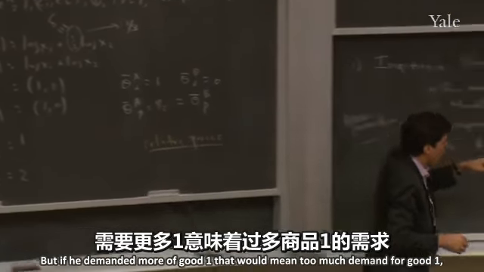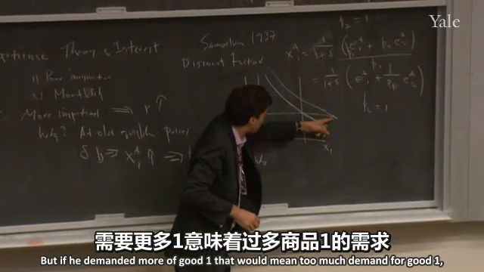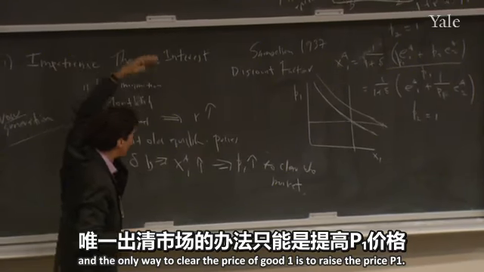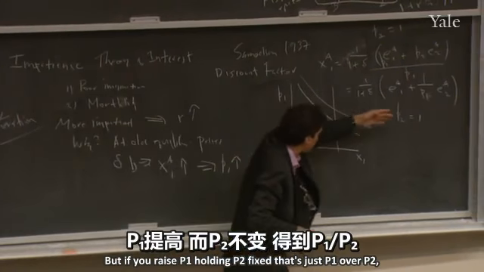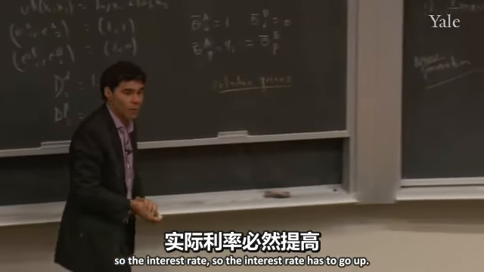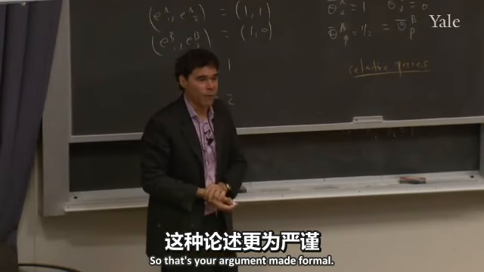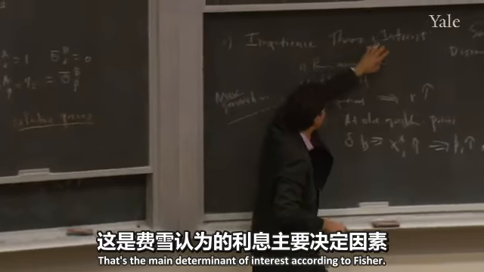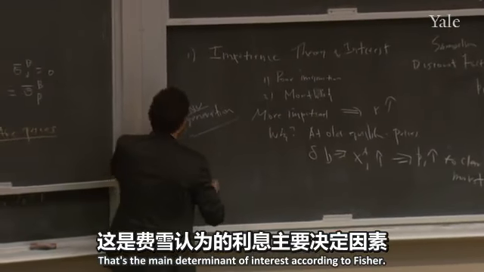But if he demanded more of good 1, that would mean too much demand for good 1. The only way to clear the market for good 1 is to raise the price, P1. If you raise P1 holding P2 fixed, P1 over P2 is the interest rate, so the interest rate has to go up. So that's your argument made formal. That's his impatience theory, the main determinant of interest according to Fisher.